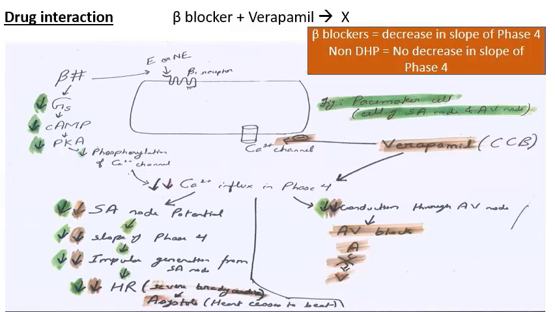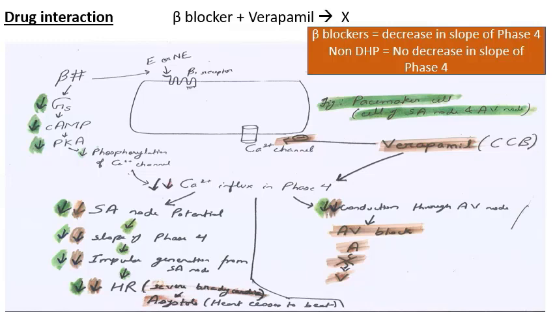Now if we give beta blocker, what will happen? Beta blocker will inhibit the binding of epinephrine or norepinephrine with beta 1 adrenergic receptor. So there will be decrease in G stimulatory protein, cyclic AMP decreases, protein kinase A decreases, and there will be decreased phosphorylation of calcium channel. This decreases calcium influx in phase 4. At the same time, verapamil, if given along, will inhibit the calcium channel directly. This direct inhibition of calcium channel by verapamil decreases the calcium influx in phase 4 to a larger extent.